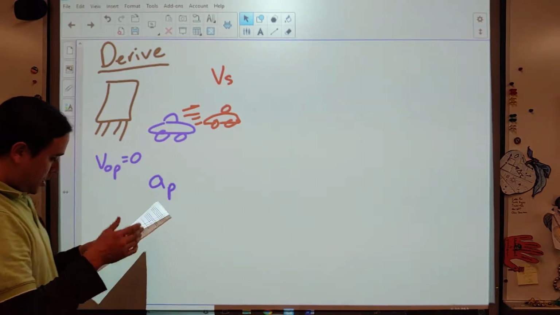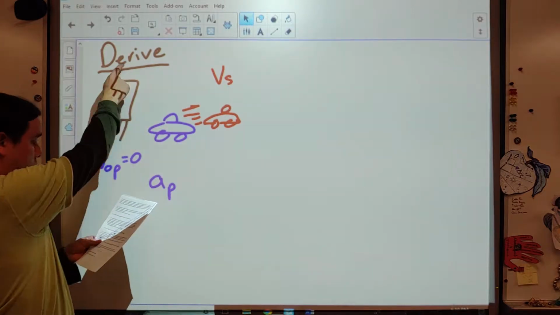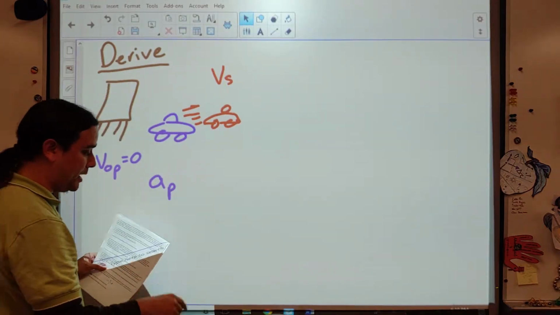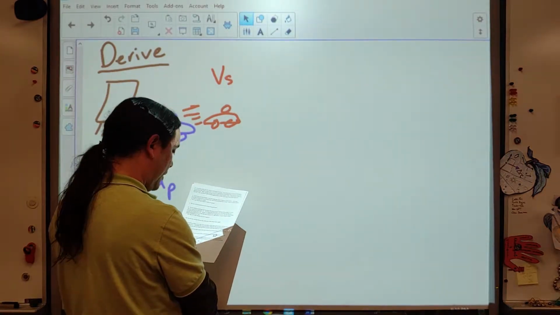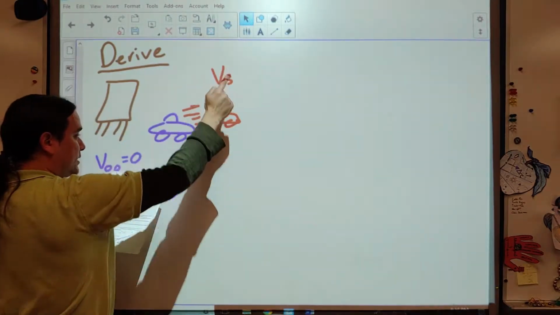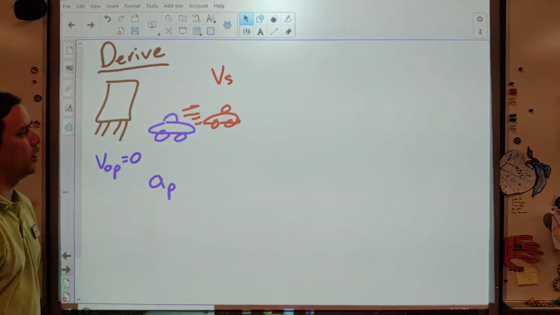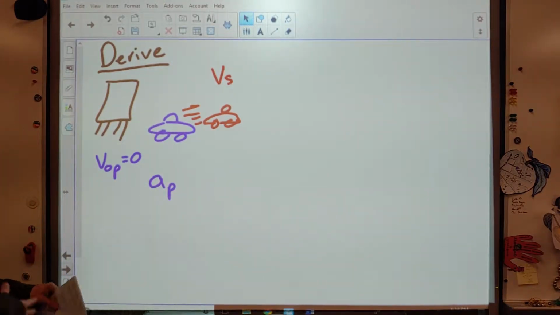Okay, here's what we've got. Derive an expression for the time it takes for the police officer to catch the speeding car in terms of Vs, a sub p, and constants. They usually have something in there about any universal constants. That'll be things like the acceleration due to gravity or the density of water or something like that.